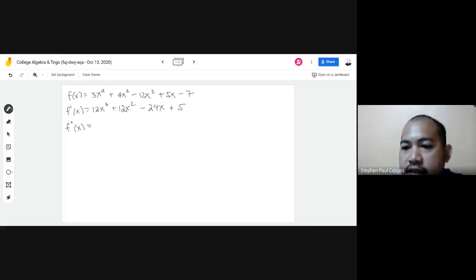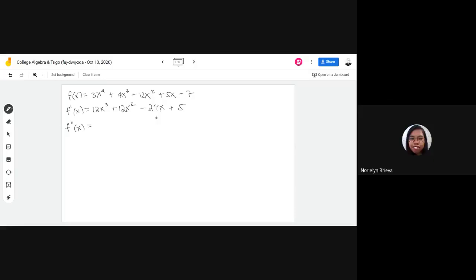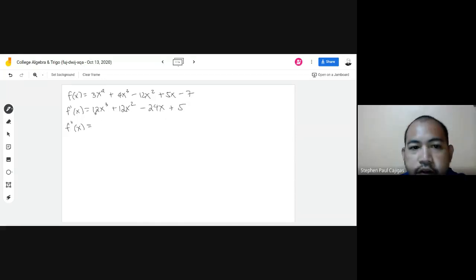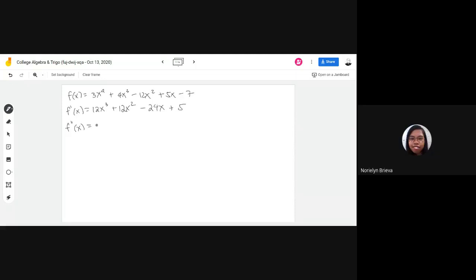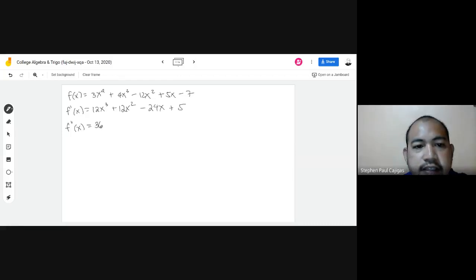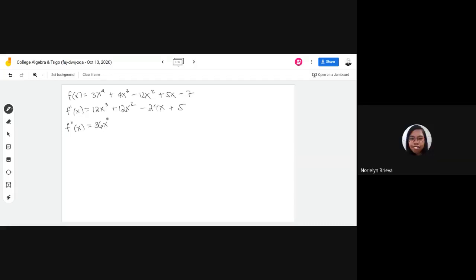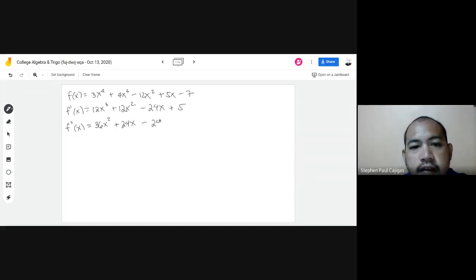24x squared plus 24x minus 24. Actually, 36x squared plus 24x minus 24. Okay, very good. Then if asked for the third derivative, we just repeat the process. But that is of course very easy.